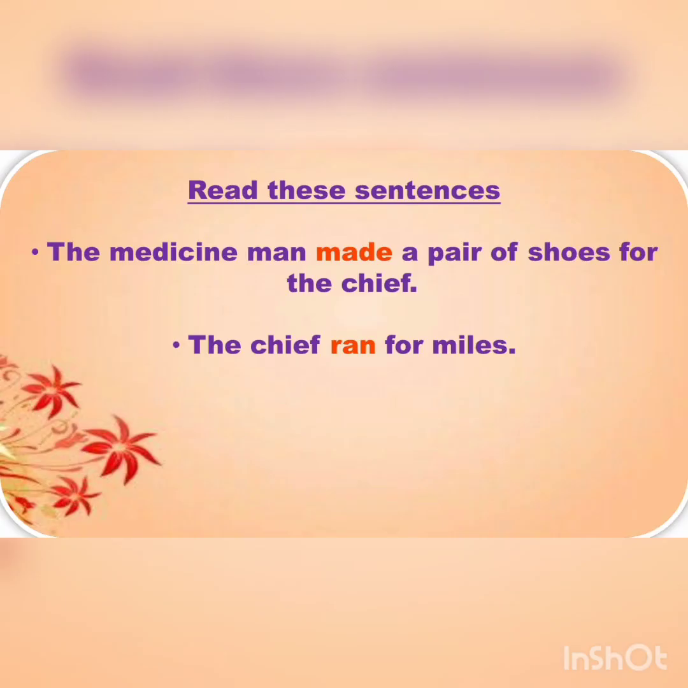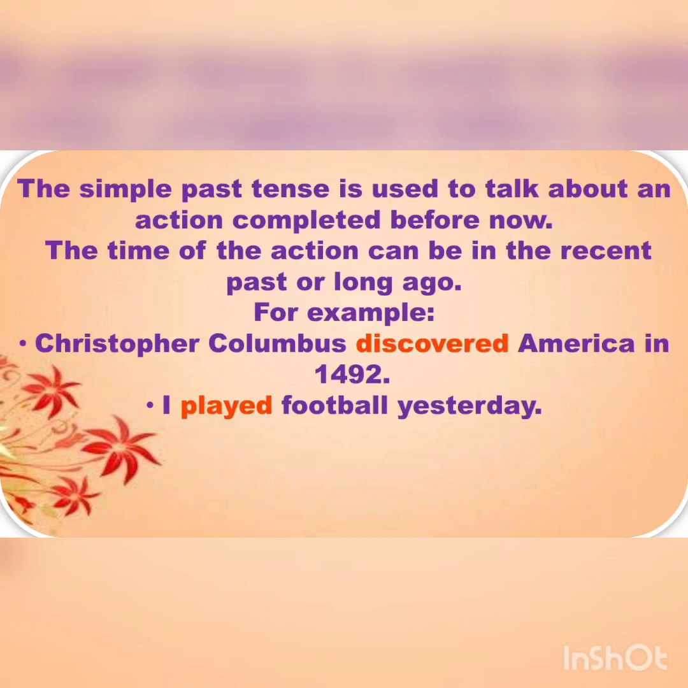Yes, read these sentences. First one, the medicine man made a pair of shoes for the chief. Next sentence, the chief ran for miles. So children, over here made and ran are highlighted and they are used as simple past tense. Now children, let us see there are four types of forms in which simple past tense is used. So let us see the first form.